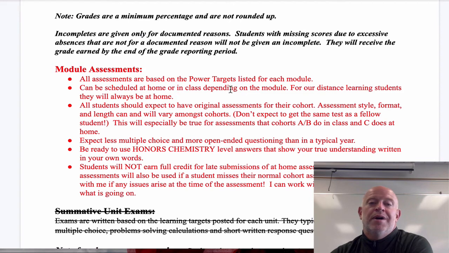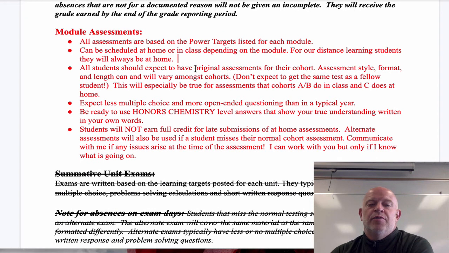Okay. It could be at home assessments or it could be in class. Okay, so depending on the module, you might be taking an assessment at home or you might be doing it as part of your in-class session. Okay, obviously for our distance learning people, you will always be at home, but that doesn't mean you might not be asked to do that assessment during that 30-minute Zoom window that we have, or to do that following that 30-minute Zoom window at some point too. Okay, that I haven't worked out quite yet. It's part of my process.